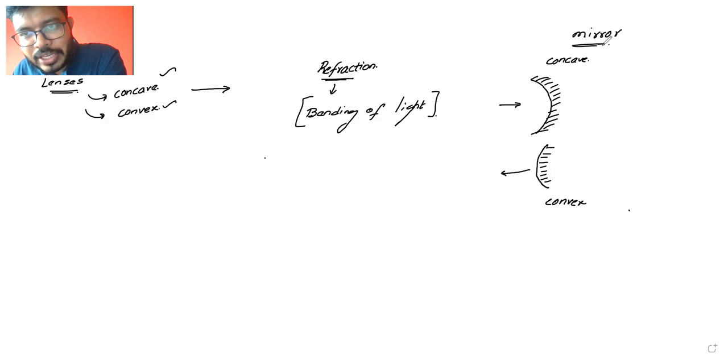Now we are just going to see your lens. Refraction will be happening when the light ray passes through it. That means the light has to transmit, so it is a transparent medium. Okay, let's see the convex first of all.